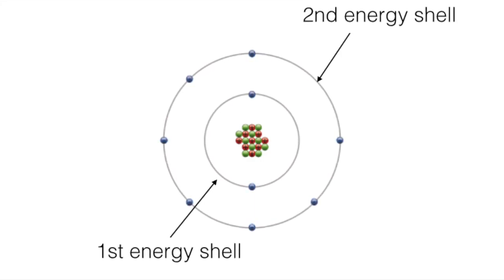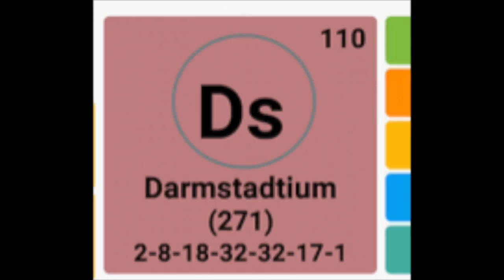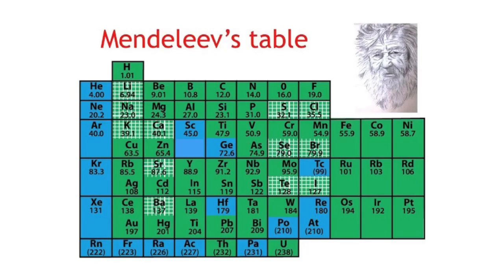You can find the total number of electrons by looking at the atomic number. The atomic number is the number above the element's symbol. The symbol is the 1 or 2 letters that are used to recognize an element. The periodic table was invented by Russian chemist Dmitry Mendeleev. Its original form looks like this.